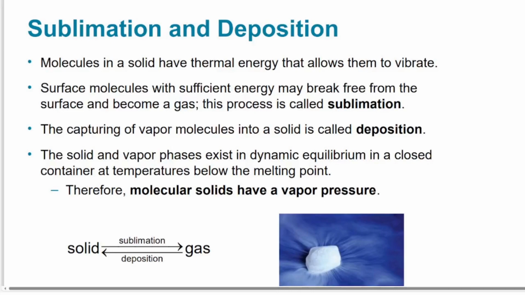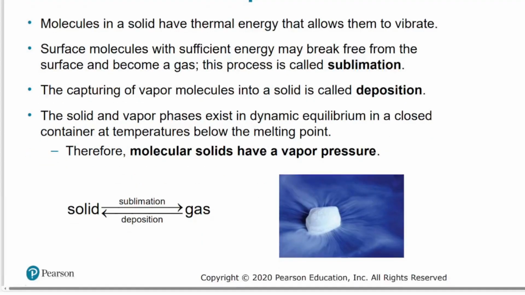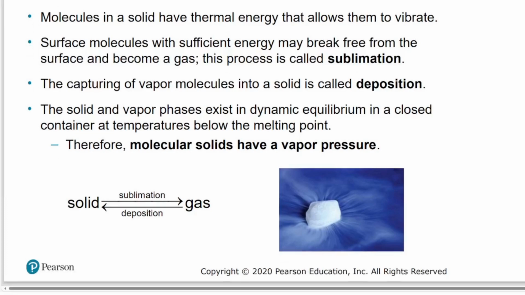Sublimation and deposition are opposite processes. The process of sublimation occurs when a solid enters the gas phase without going through a liquid phase. The opposite of that process would be deposition. So even molecular solids have a vapor pressure. Substances can go from the solid to the gas phase directly.